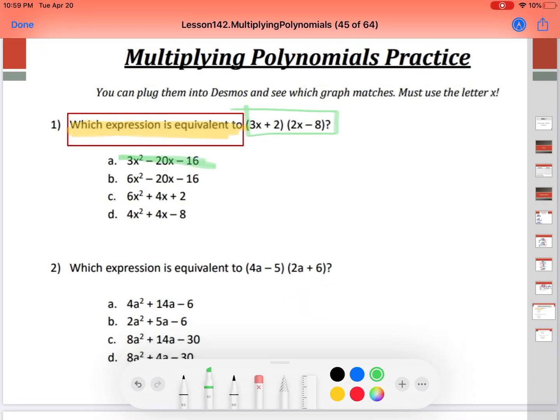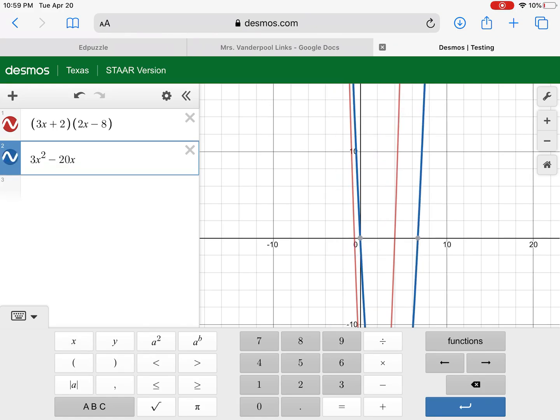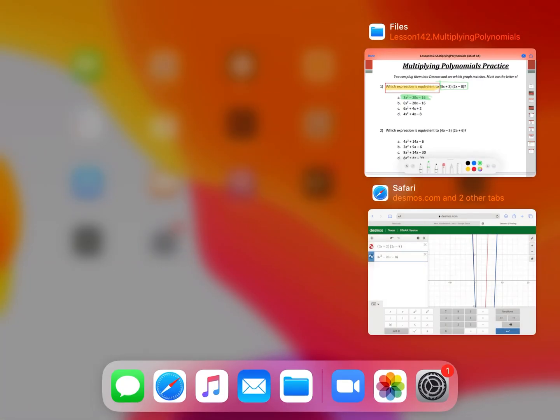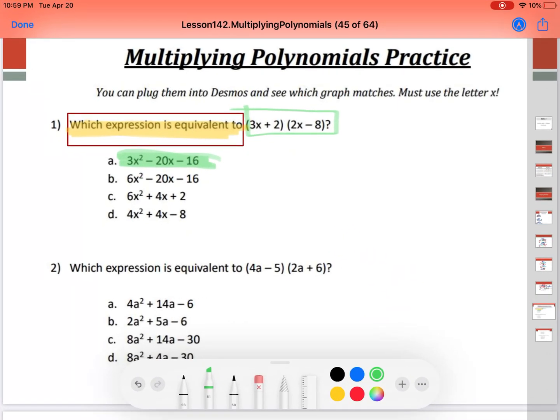So now what I can do is I can type in option A and see if it matches, see if it's equivalent. 3x squared minus 20x minus 16. Okay, is this blue graph right on top of the red graph? Absolutely not. So the answer is not A. They're not the same.